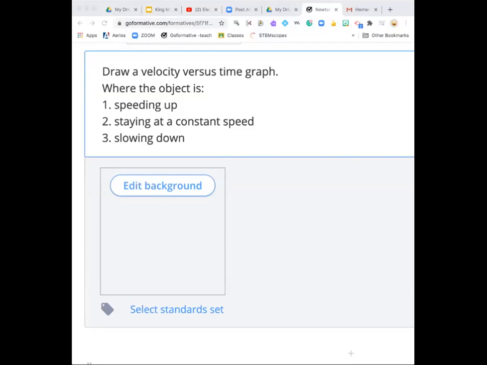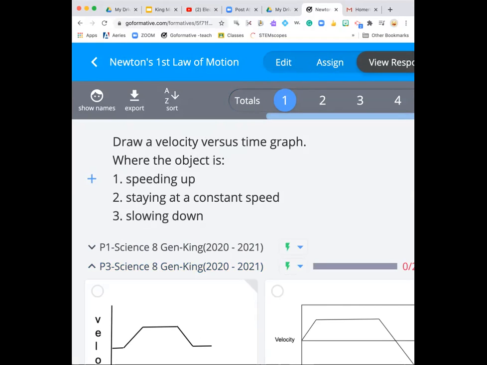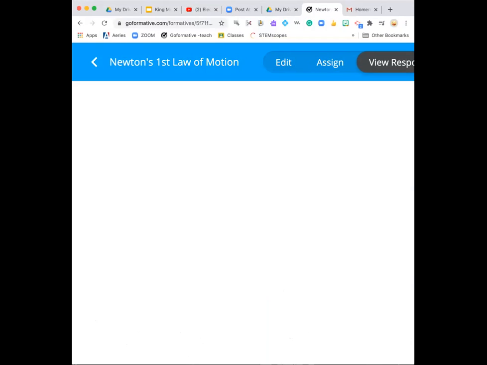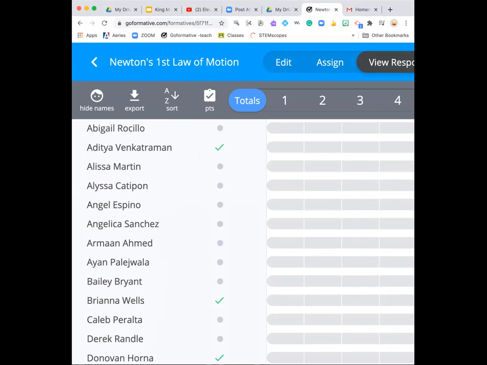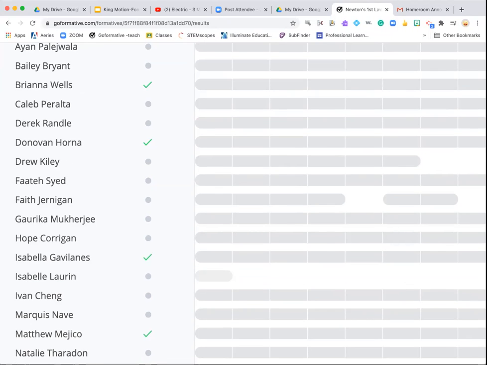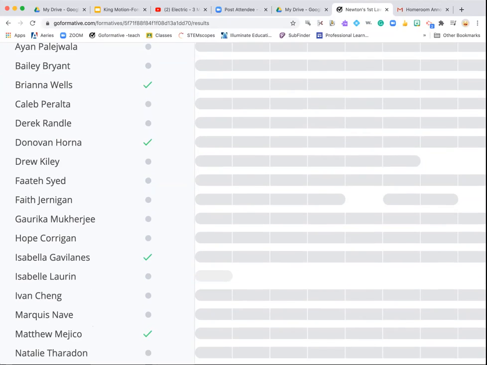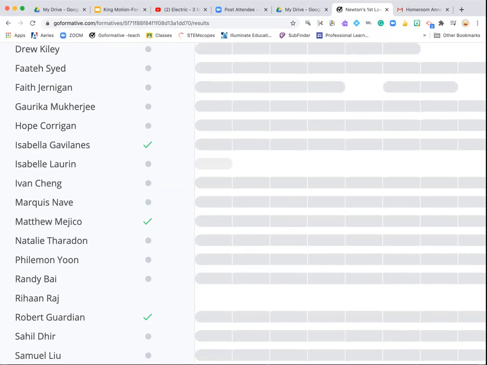Okay, so when I look up here, I can look at view responses and I look at period 3 totals and I can see everybody. And notice here, Izzy, you are the only one not doing the work. Everybody else, see all these gray spots? They all have been doing the work. And so it worries me that this person's absent today. You're the only one, and this isn't the first time you've done this. You have to do the work during class. Okay?